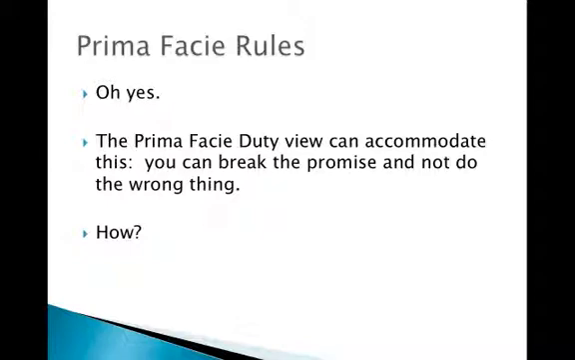We saw what utilitarianism has to offer. Well, can a non-utilitarian and non-consequentialist theory also accommodate this? And they will say, yes, the prima facie duty can accommodate this. In fact, you ought to break the promise and not do the wrong thing. So the question is, how?